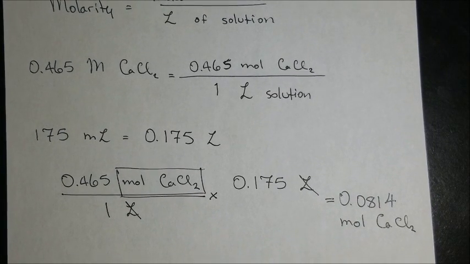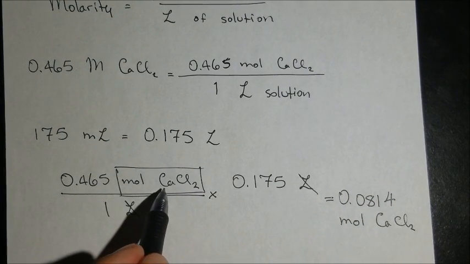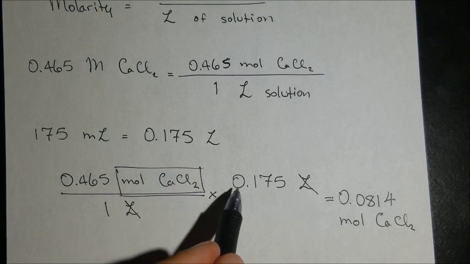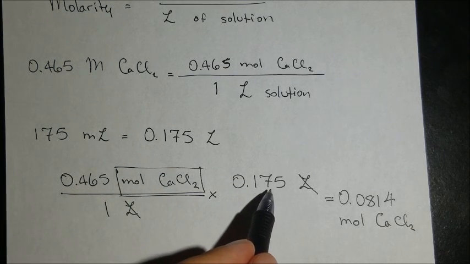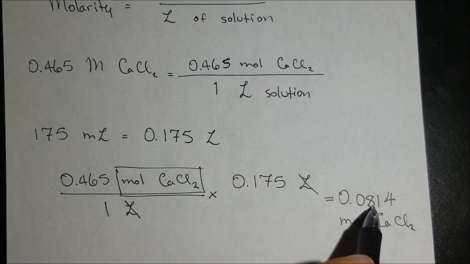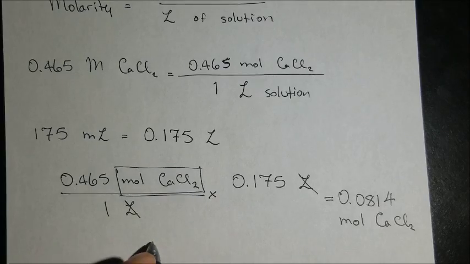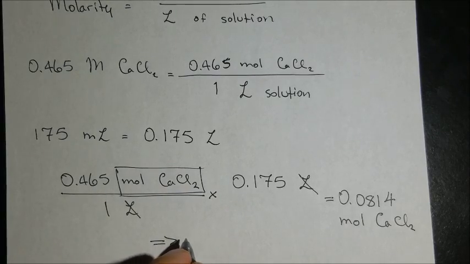So what I said here is that if I had a 0.465 molar solution of calcium chloride, and I had only 0.175 liters of it, or 175 milliliters of it, I would have in that 175 milliliters 0.0814 moles of calcium chloride. So the right answer for number 6 would be A.